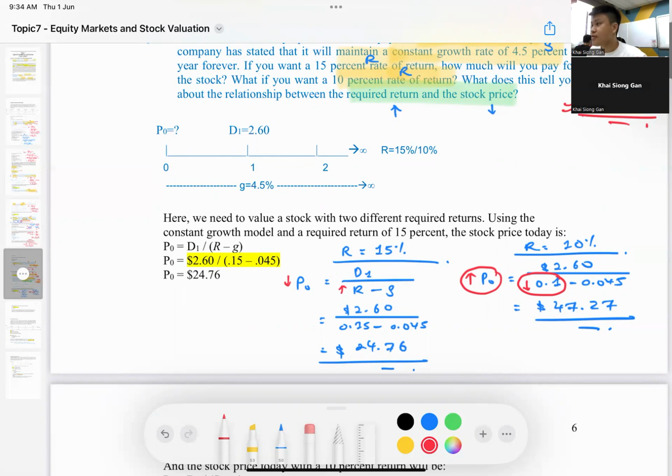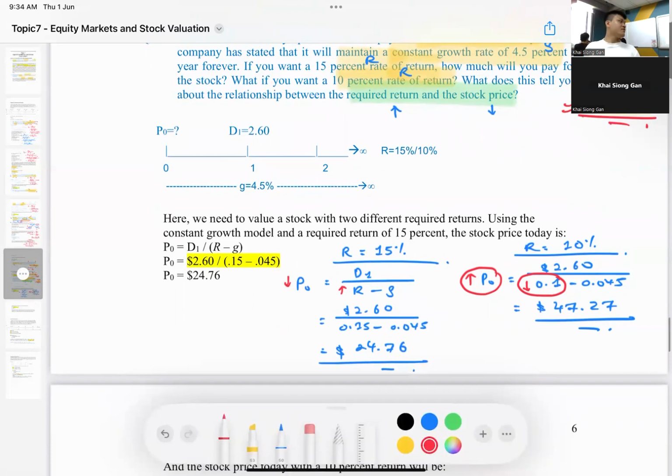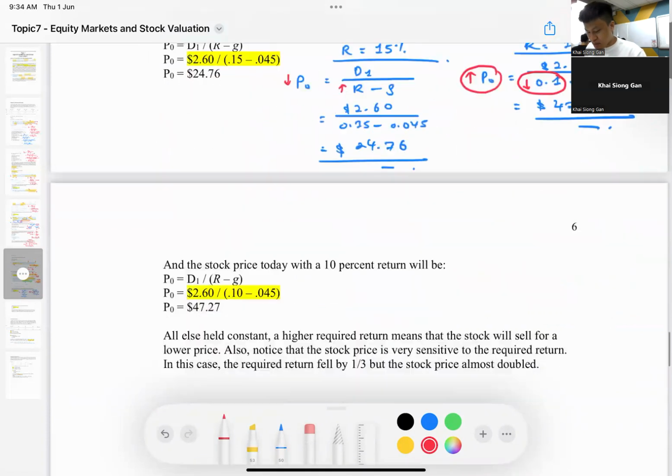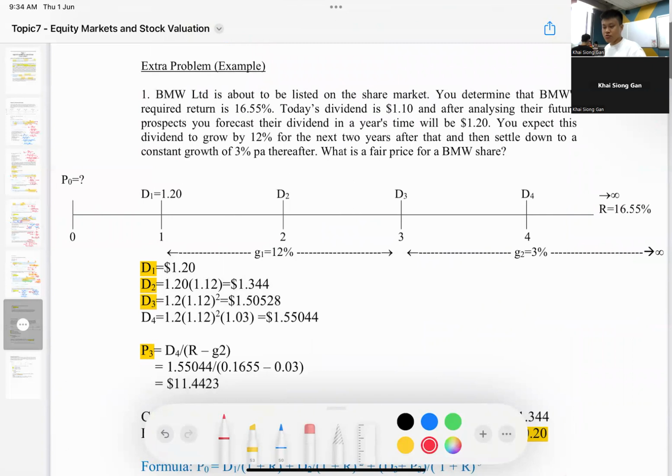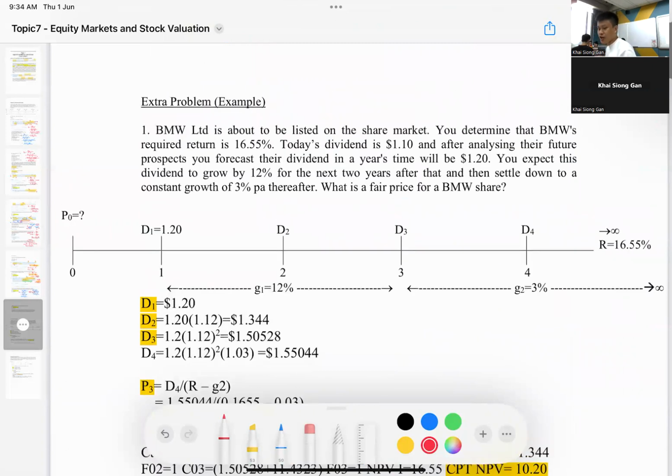Okay, done. Need more time? Oh, good. Next question, important question. Okay, one must pay attention to this question. Okay, this one, last question. Everyone try to do first. See if we can get the answers or not.